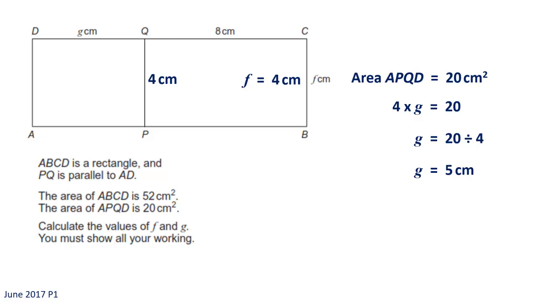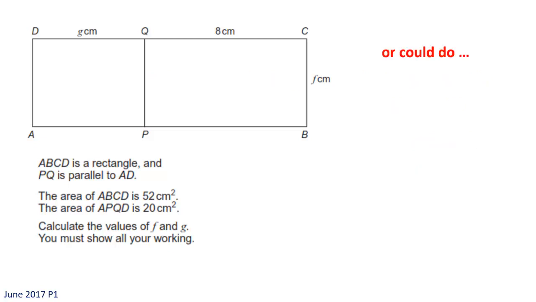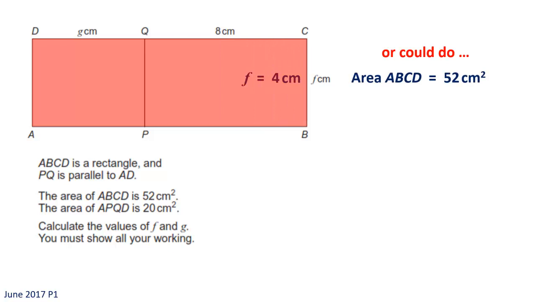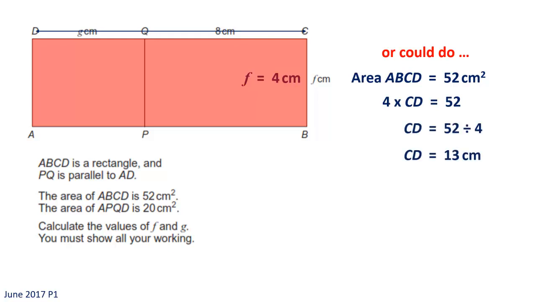Now there's another way we could have done that second part. Let's have a little look at that. So the first part, we worked out that F is 4. Let's have a look at a different way for finding out G. We could have said, well, that big area there is 52 square centimetres, and so that is 4, which is the short side, F, times that long one up there, which we're going to call CD. 4 times CD is 52, so CD is 52 divided by 4, which is 13. So if that's 13 all the way along, and C to Q is 8, G must be 13 minus 8. 13 minus 8, same answer as before, 5 centimetres.